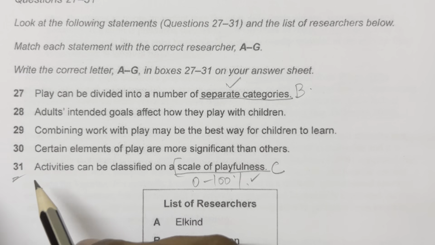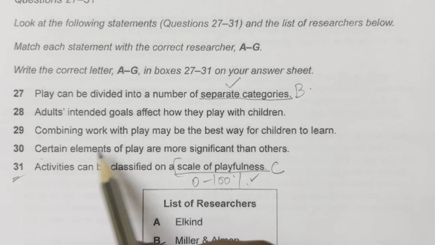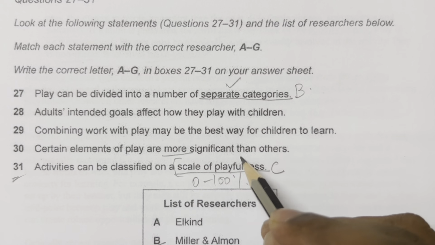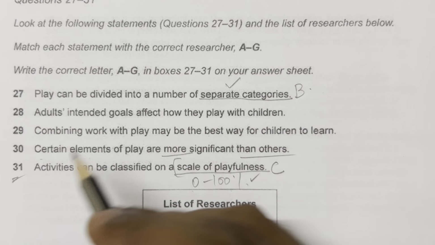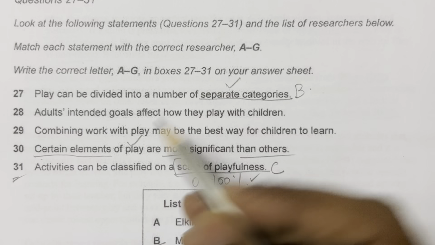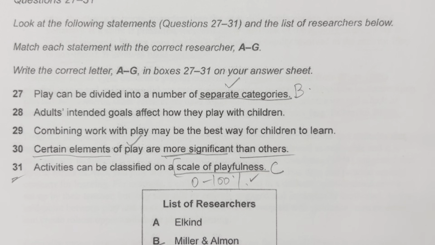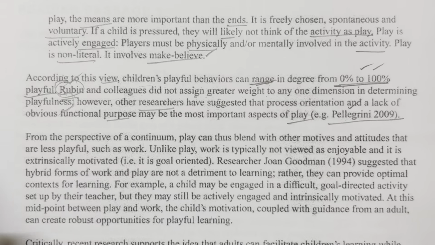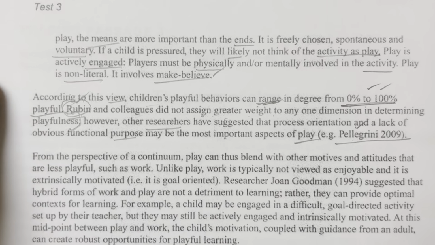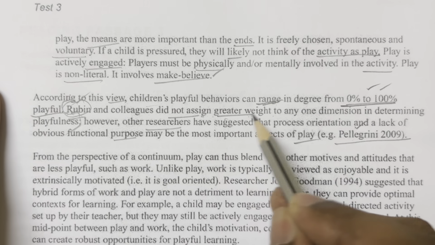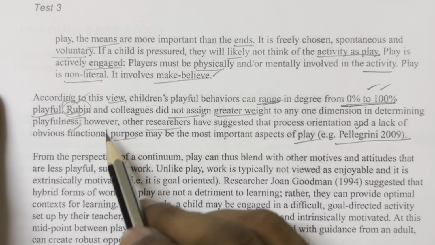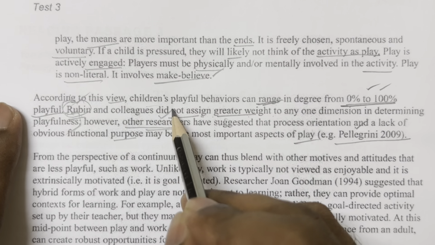Okay. Look at the 30th one, guys. Certain elements of play are more significant than others. Oh. So he's talking about certain elements of play are more important than others. I think we have just read it, right? See. What did Rubin do? He did not assign greater weight to any one of the dimensions. But the other researchers, who are the other researchers?